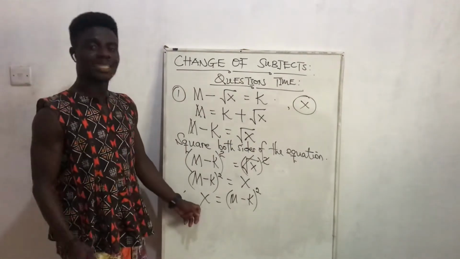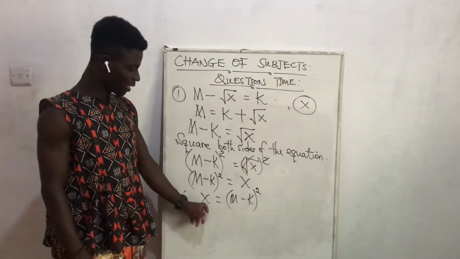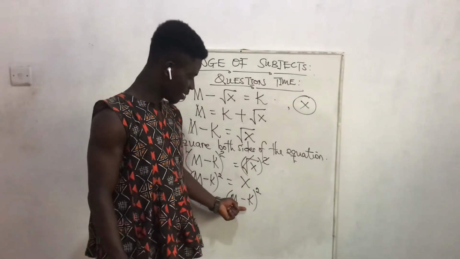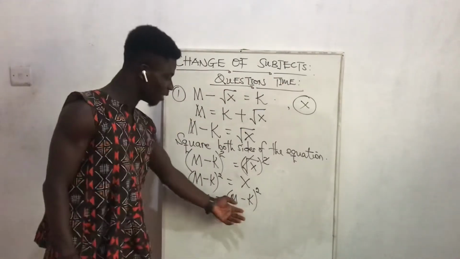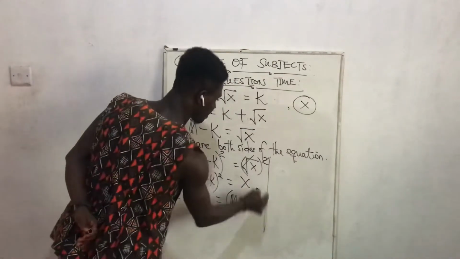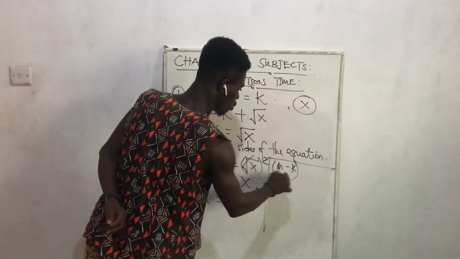So now x is being made the subject here. So x equals what? (m minus k). That's the expression inside the bracket. (m minus k) all what? Squared. Now if you want to open this bracket, it's very, very simple. You can also do it as that. So I have (m minus k) all squared.